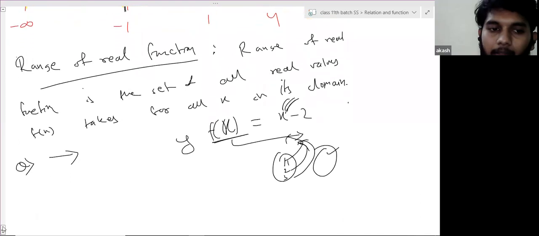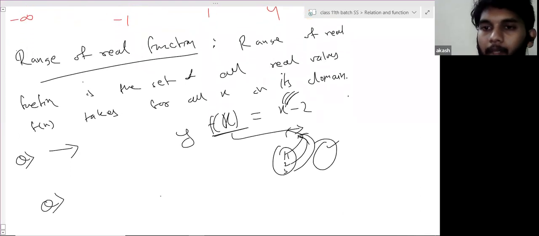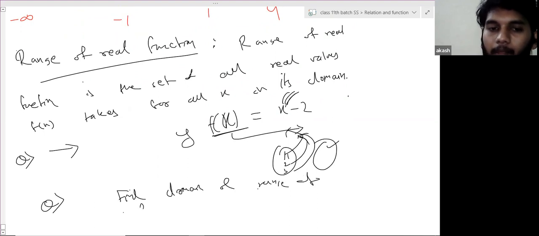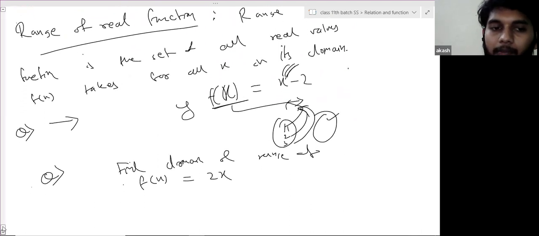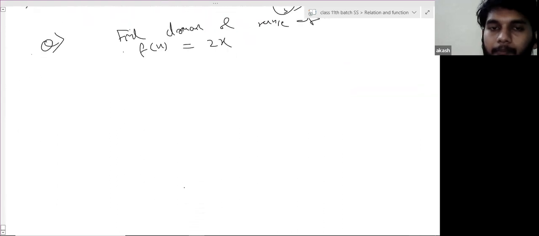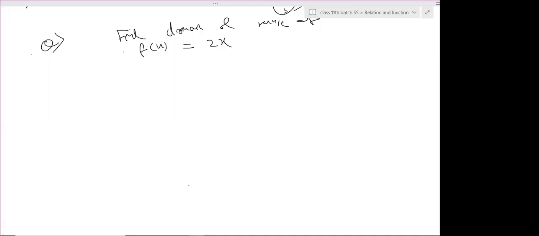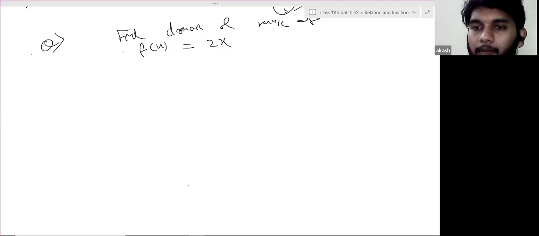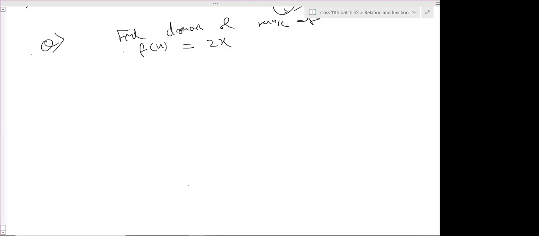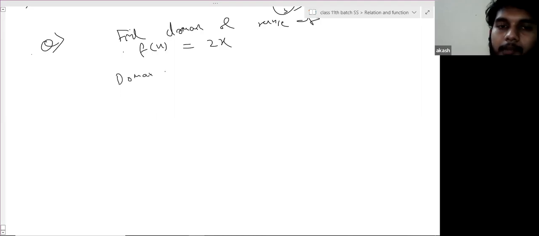So let's see how to solve questions on that. There are standard steps to solve this type of question. Find the domain and range of f of x equals 2x. What is the domain of this function? All real numbers. Absolutely right. Right, Fahad? Yes, sir. So the domain is all real numbers.